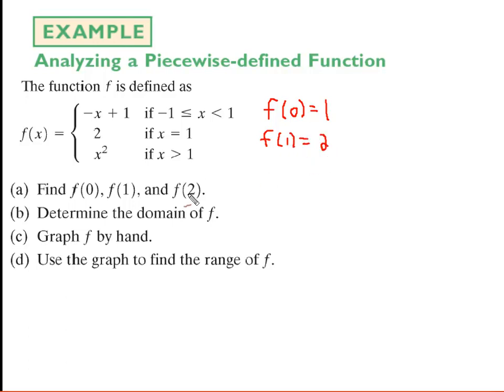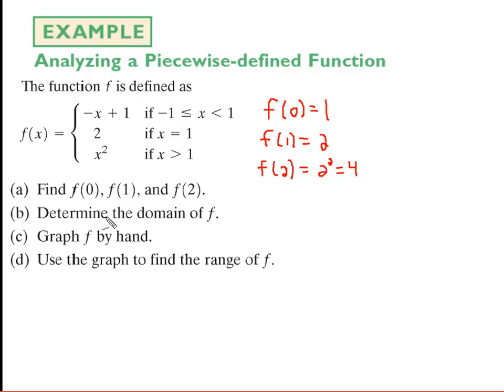All right. And then the third question is f at 2. So again, I'm going to go kind of backwards here. I'm going to say, does x equal 2? Is 2 between -1 and 1? No. Does 2 equal 1? No. Is 2 greater than 1? Yes, it is. So I'm going to plug 2 into this equation, and I'm going to say f at 2 is equal to 2 squared, which would be 2 times 2, or 4 as a value. Okay?